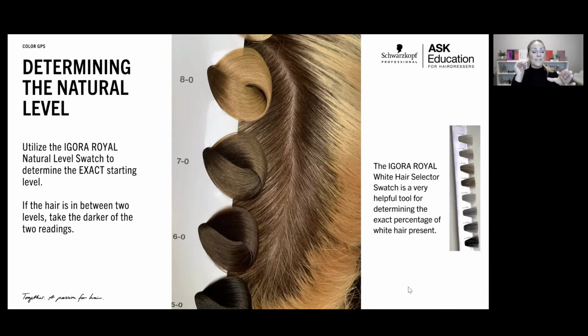Plump the hair off that scalp so that light can go through, so you get a really good indicator of the natural level. And try to make sure that you do that every single time as the very first step of your color formula.